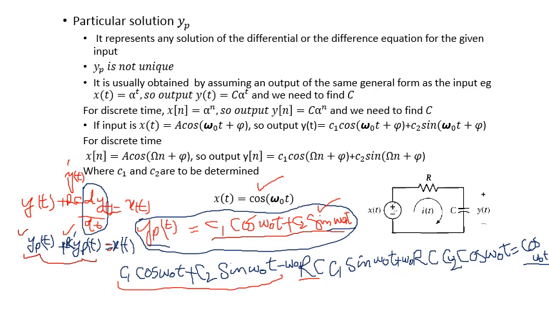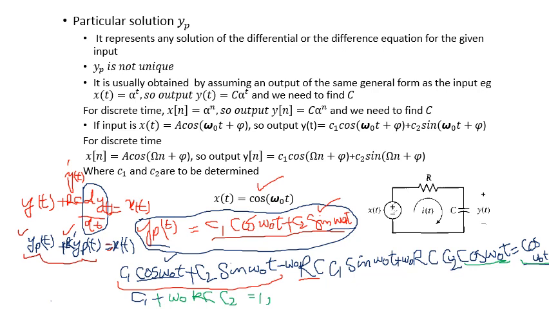Now we equate the coefficients. Equating the coefficients of cos ω0t, we have three terms, so that means c1 plus ω0 RC c2, and this is equal to the coefficient of cos ω0t on the right side, which is 1.